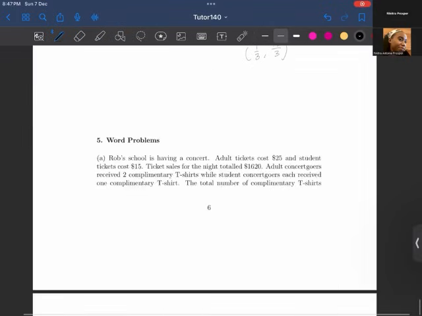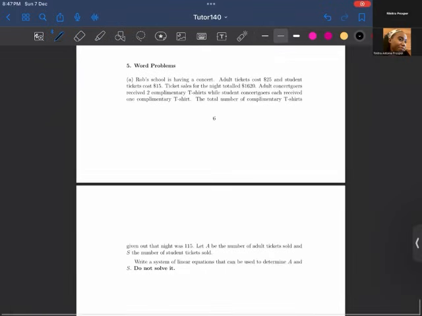Next question. Word problem. You're going to have a word problem on this, right? So, Rob's school is having a concert. Adult tickets cost $25 and student tickets cost $15. Ticket sales for the night totaled 1,620. Adult concert goers received 2 complimentary t-shirts, while student concert goers each received 1 complimentary t-shirt. The total number of complimentary t-shirts given out that night was 115.